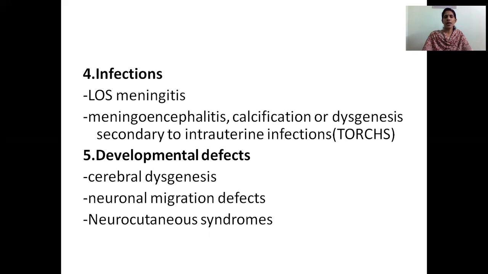This is identified by some clues. One is a history of fever in the mother. The second, intrauterine growth restriction for the baby. There can be thrombocytopenia, hepatosplenomegaly, PDA, cataract, deafness, etc., or rash in the baby. In such a baby, we will suspect TORCH infection. Fifth group is developmental defects of the brain, in that dysgenesis, neuronal migration defects, or some neurocutaneous syndromes like Sturge-Weber syndrome, where we can see a reddish color in the face because of the skin hemangioma, and seizures. Sometimes tuberous sclerosis can also produce seizures in the newborn period.